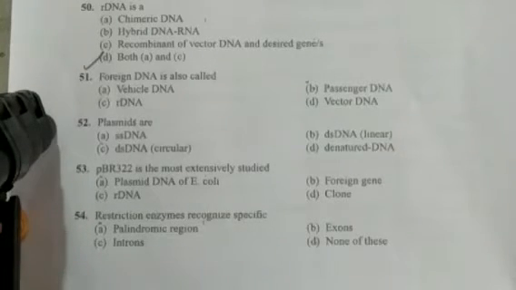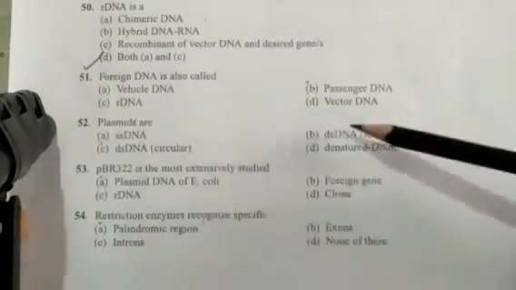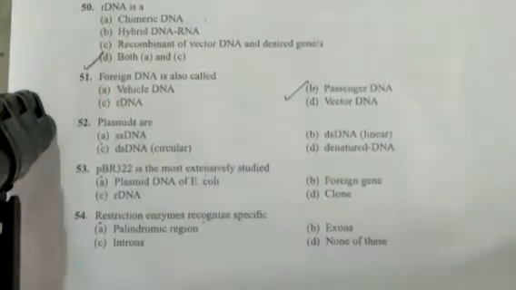Next, foreign DNA is also called, very easy. Foreign DNA, vehicle DNA, no, that is a vector. Then passenger DNA, then rDNA, recombinant DNA, vector DNA. Foreign DNA is nothing but passenger DNA. B is the answer. Clear? Next one.